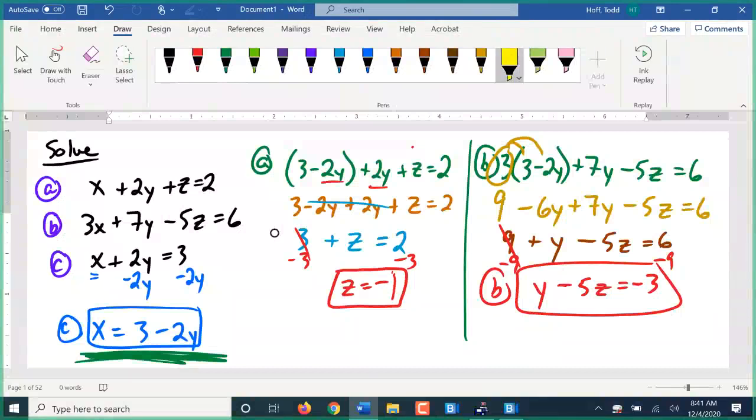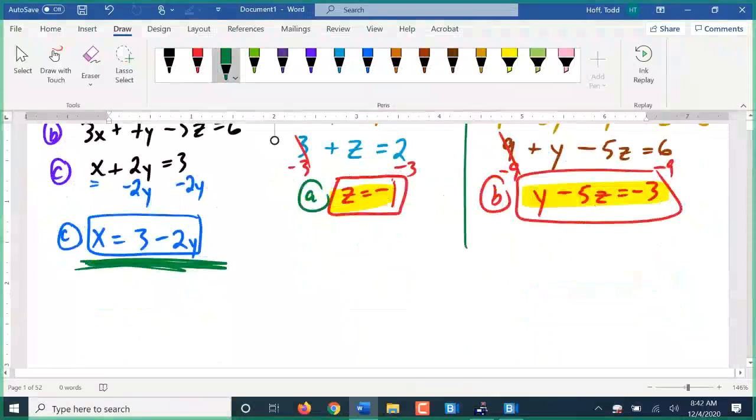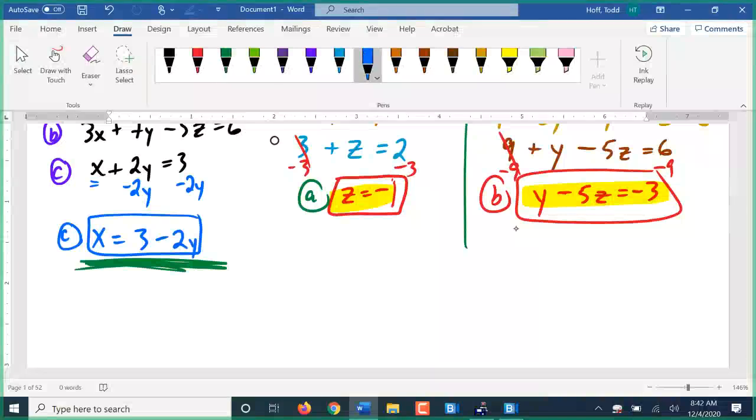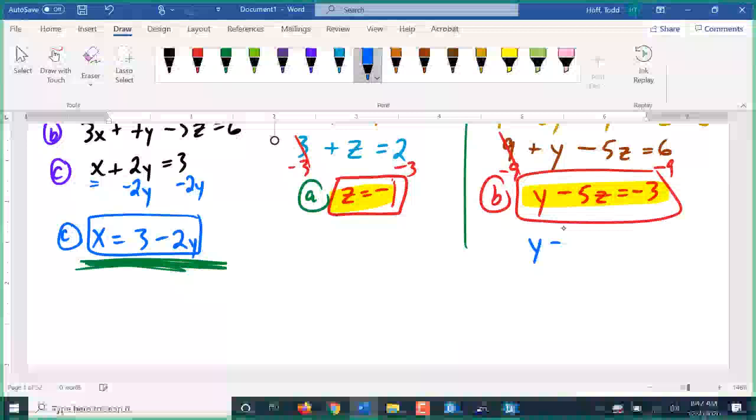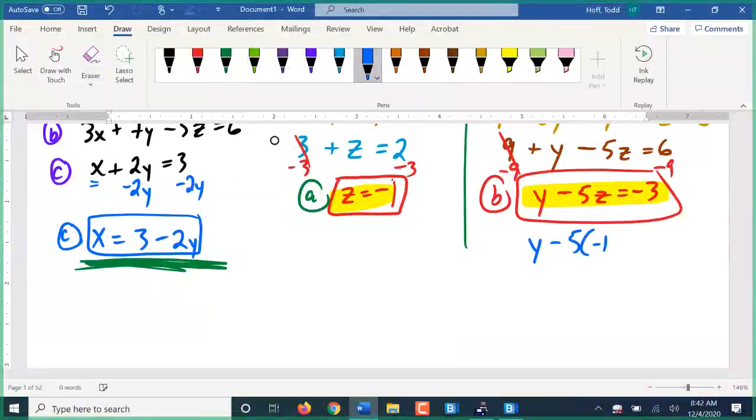And technically, these two equations still make our two-variable system. But it's going to save us a lot of work because our equation A here is already solved for z, giving us the value of z. So we can come back to equation B over here and put negative 1 in for z, and now we'll have y.